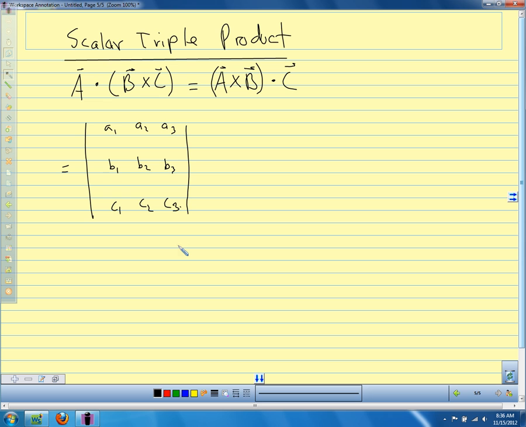So if you ever run across some situation where you have to calculate the scalar triple product, it's easy to calculate with this determinant. I just wanted to show you that, though I'm not sure where else you'd see it. All right, any questions?